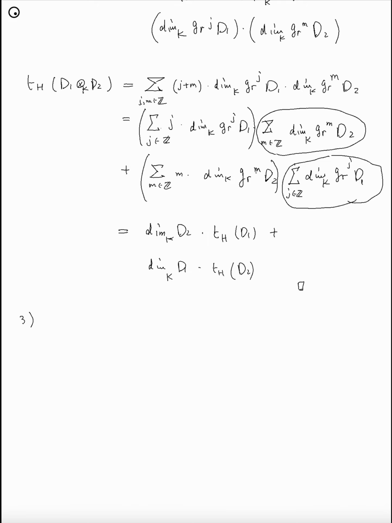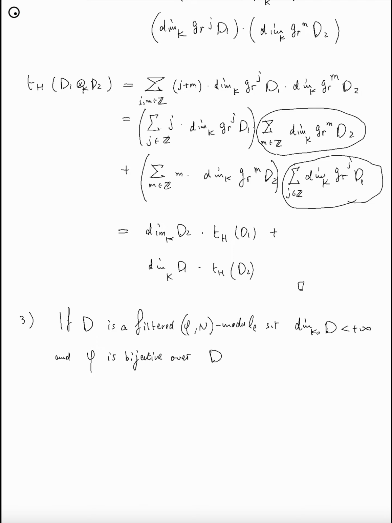We are done. Okay. Lastly, the last exercise is to prove that if D is a filtered phi-N module, such that it is finite dimensional as a K-vector space and Frobenius is bijective, then we claim the Hodge number of its dual equals minus the Hodge number of D. Proof.